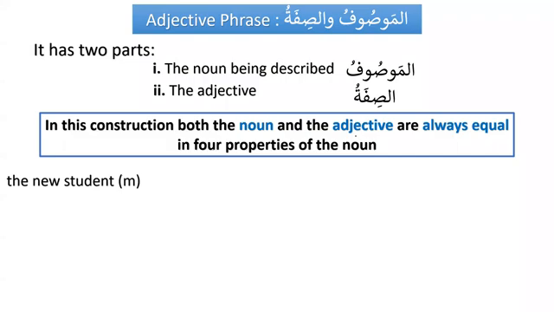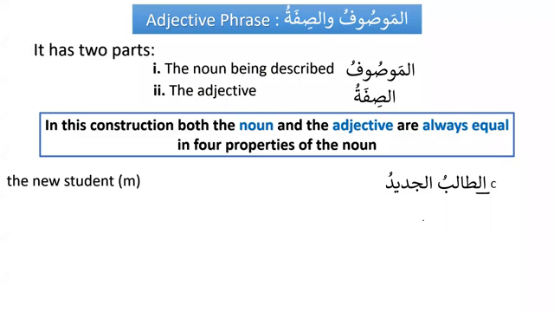So let's see now. For example, when we say the new student, and we refer to the male, we say at-talibu al-jadidu. Now we have to look at the four properties of the noun, and we know that we always start with the capacity. So is it marifa or nakira? Is this definite or indefinite? At-talibu al-jadidu, it is definite because it has al with it, so it will be definite.